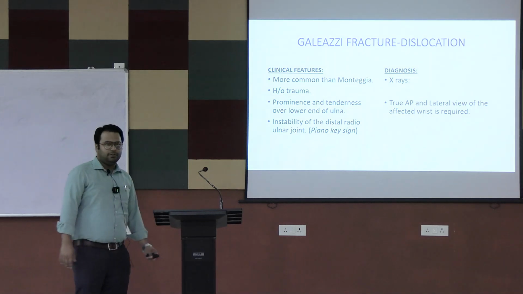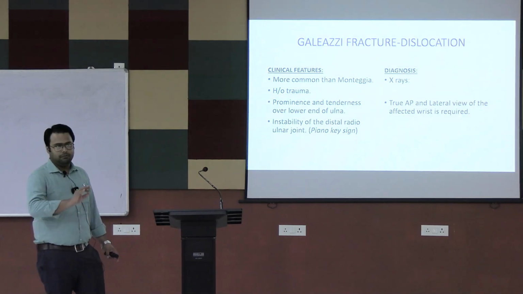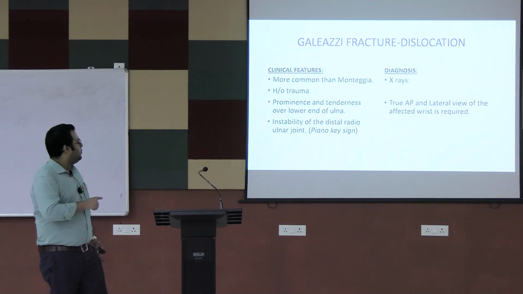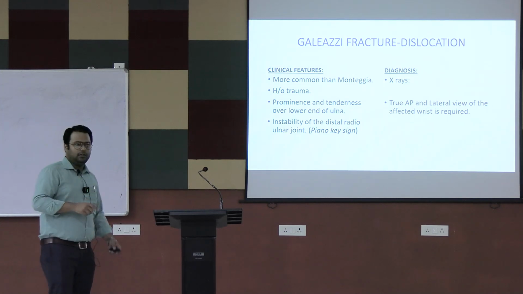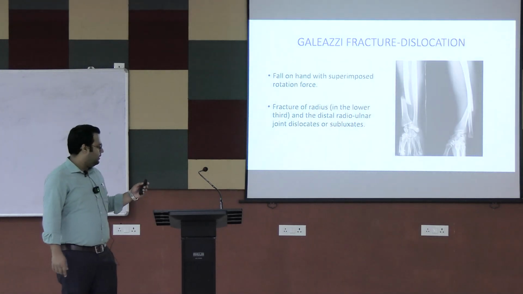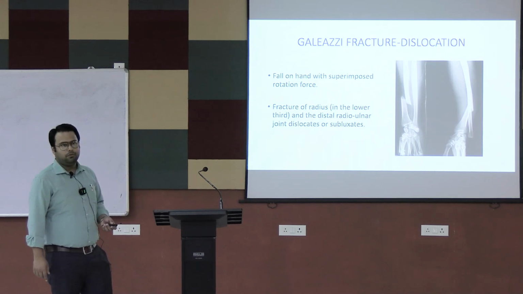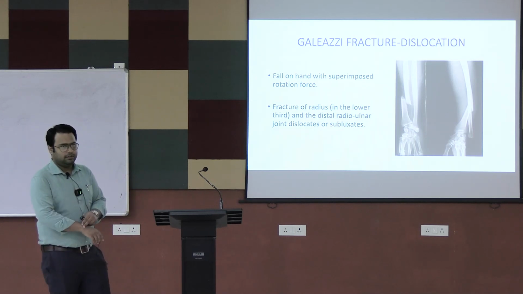Next, coming to the clinical features, once again, history of trauma. You have to remember it in any answer you have to write down. First thing you have to ask is history of trauma. This is more common than Monteggia. There is prominence and tenderness of the lower end of ulna. The dislocated ulnar head forms a prominence that we can palpate and even see.